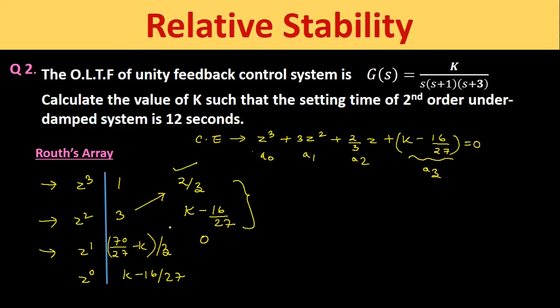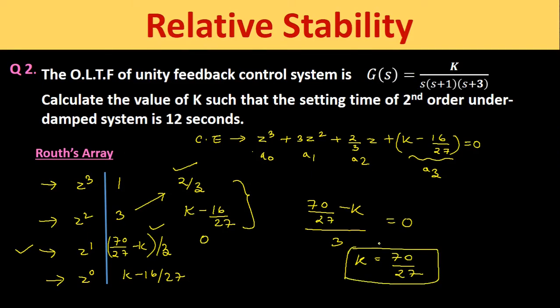Since this system is a marginally stable system, we have to make one of the rows of this Routh array a row of zeros. We cannot make the z to the power 0 row a row of zeros, so we will make the z to the power 1 row a row of zeros. For this we will keep this value equal to 0. That means 70 divided by 27 minus K divided by 3 is equal to 0. Then from this equation we will get K is equal to 70 by 27. So this is the value of K we are getting, which is equal to 70 by 27.